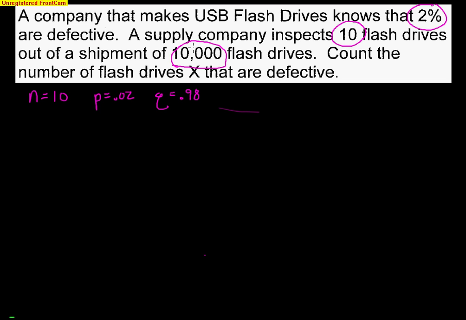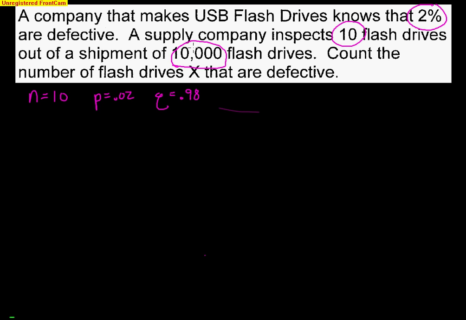If you think about it, after I take one flash drive out, there's now 9,999 flash drives, and if that one I took out was defective, now there's one less defective. If I took one out that wasn't defective, there's still one less that's not defective, so I am technically changing the probability every time I reach in. So how can I still use the binomial model if that 2% is changing because I'm taking flash drives out of a select group?